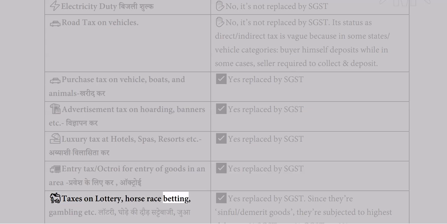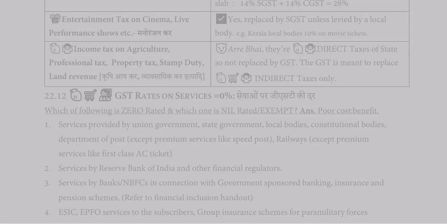Taxes on lottery, horse race betting, gambling etc.: yes, replaced by SGST. Since they are sinful or demerit goods, they are subjected to the highest slab, 14% SGST plus 14% CGST equals 28%.